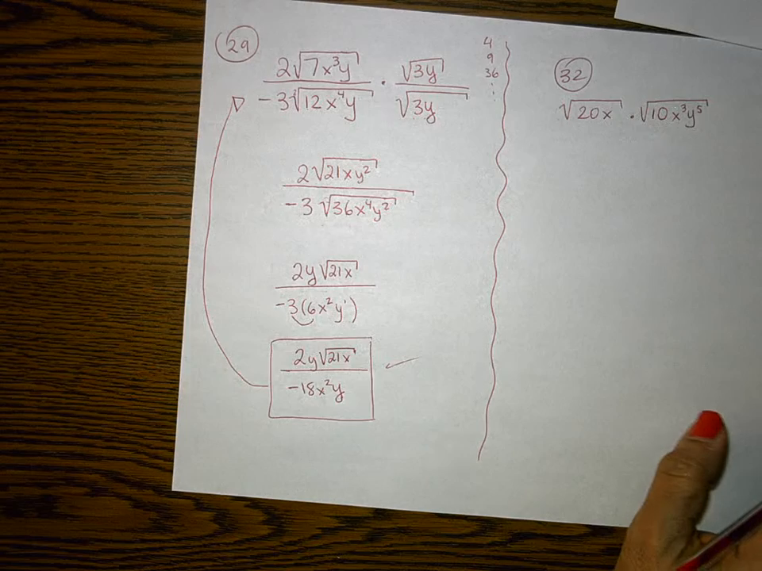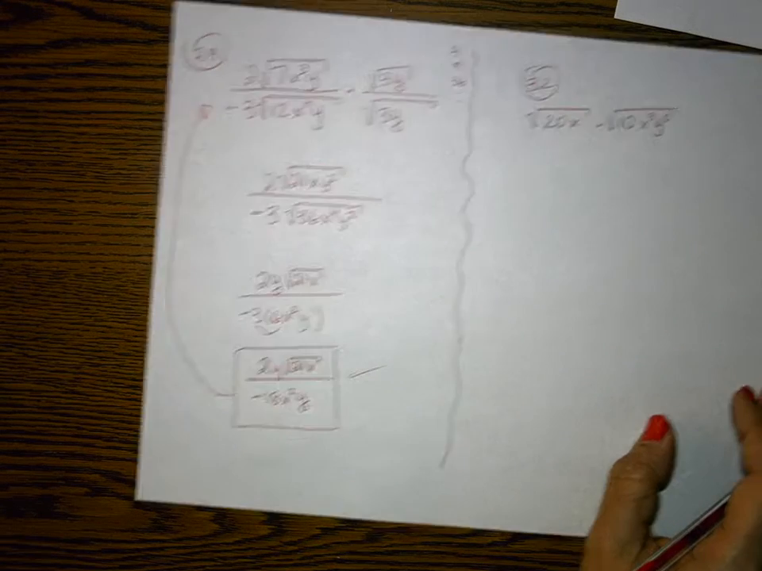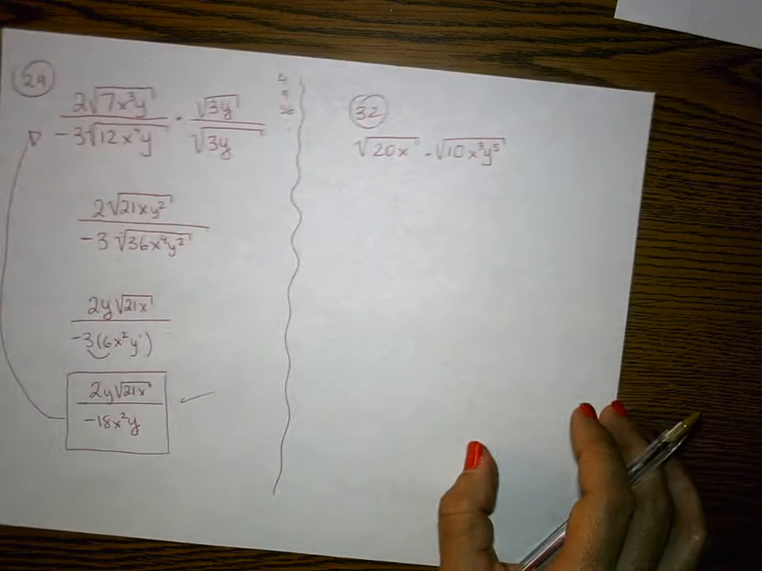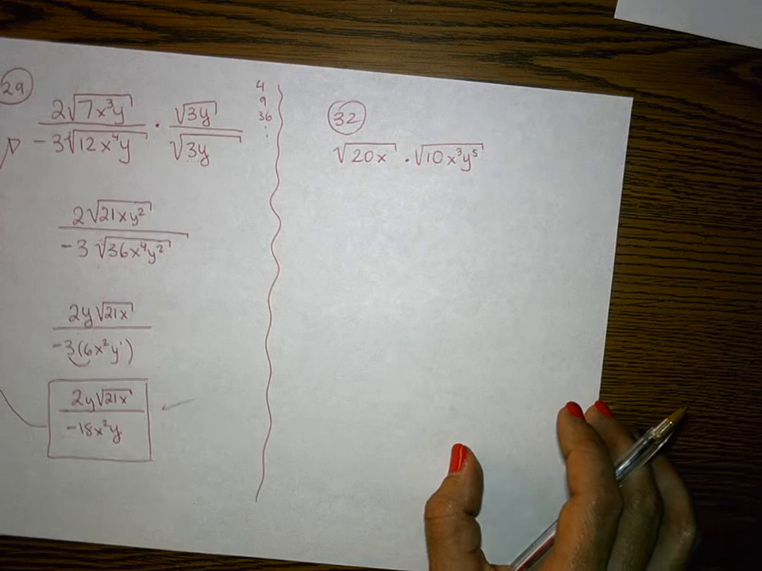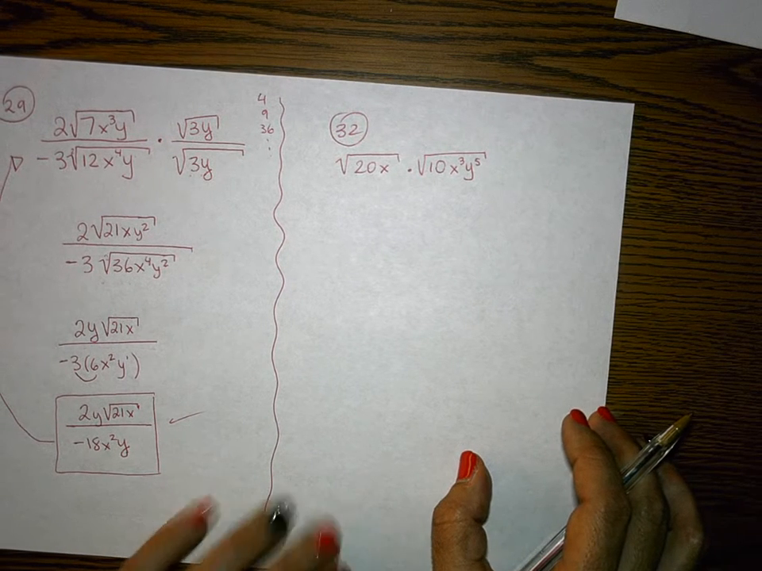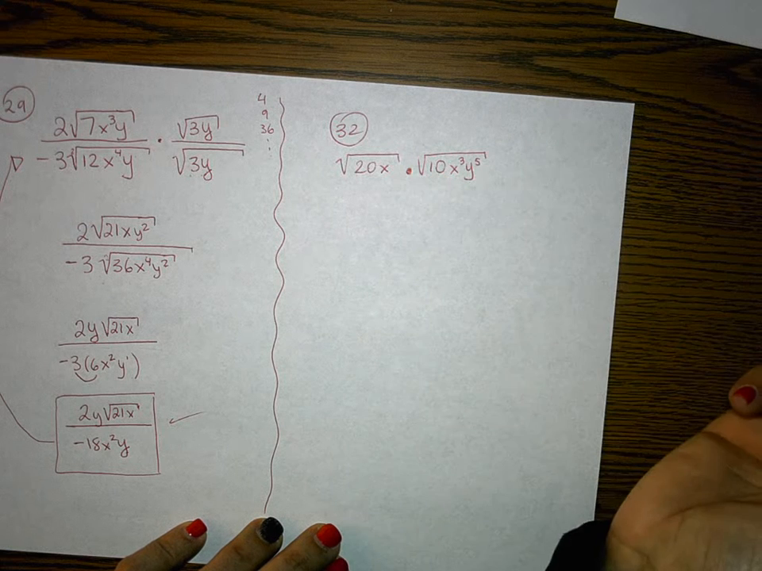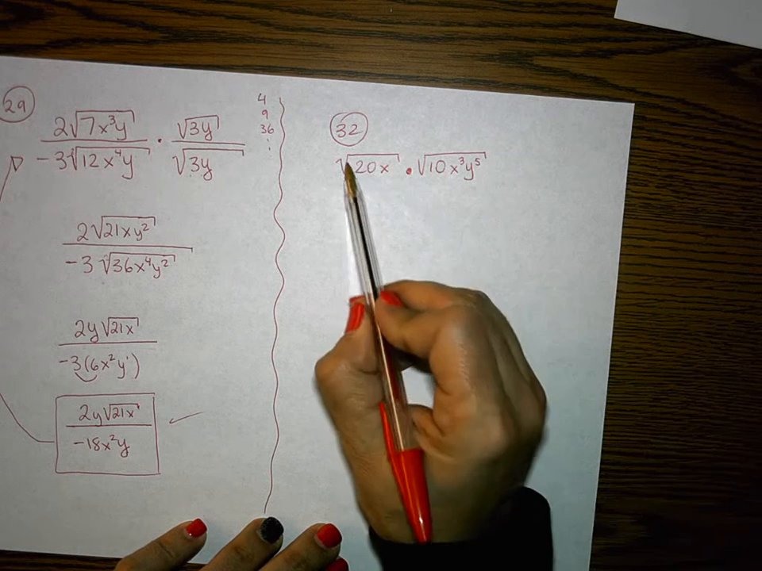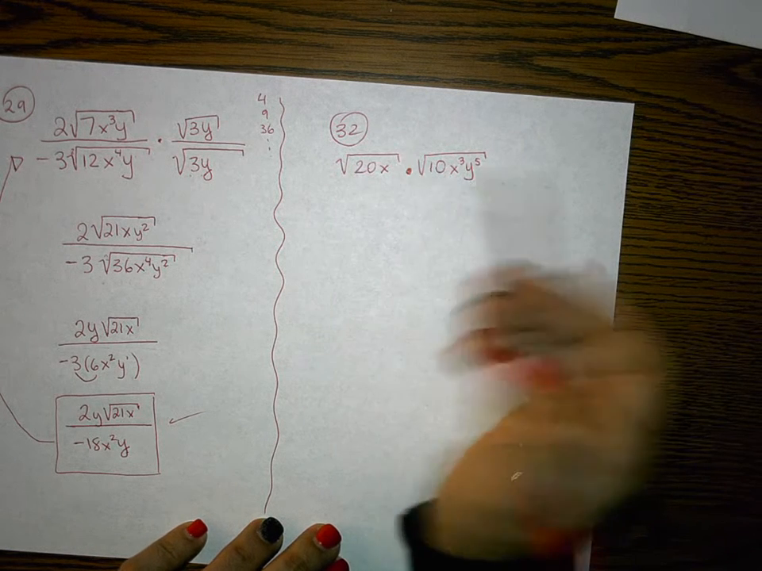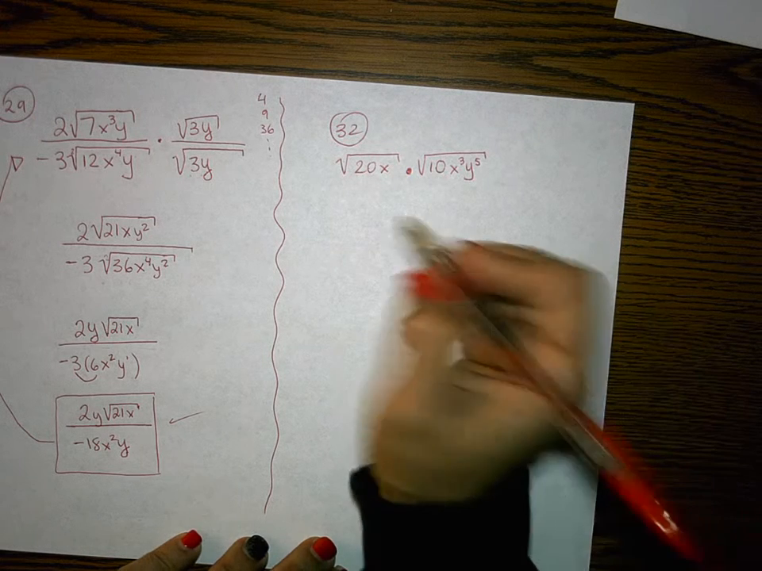Then number 32, on your homework problem, it was not division, but I don't know why I wrote it down here. It's just a multiplication. It's helping us practice multiplication and division back and forth all the time. We have a square root and a square root, same index, so we can go ahead and multiply the inside.